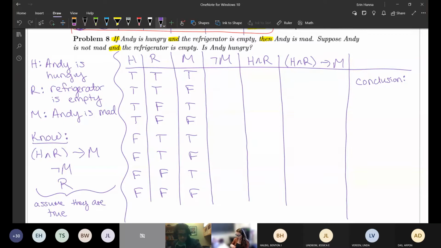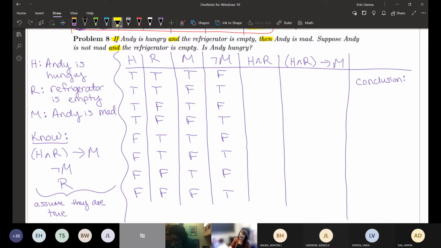Not M, we take our M column and just flip them over. So we've got false, true, false, true, false, true, false, true. So whatever's in the M column, it just becomes the opposite.